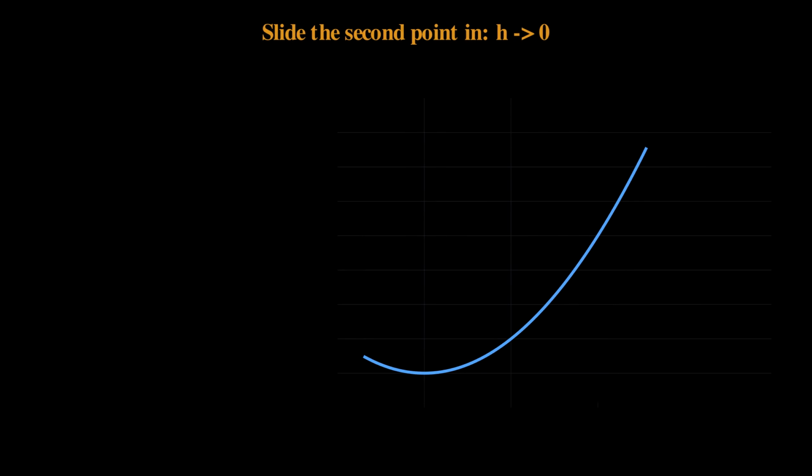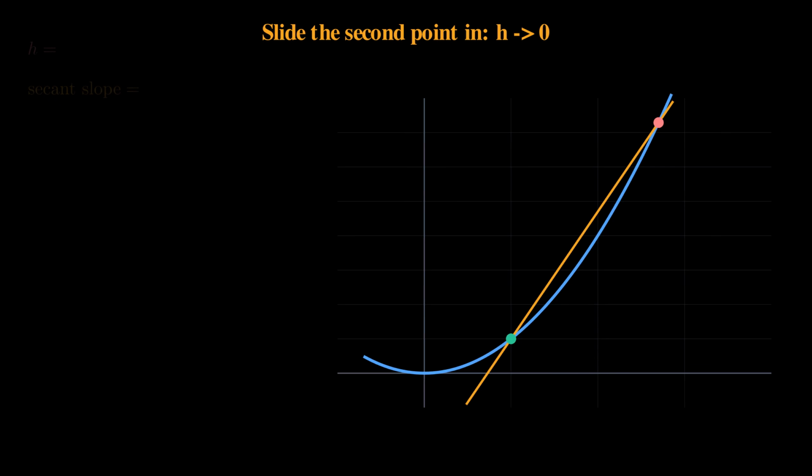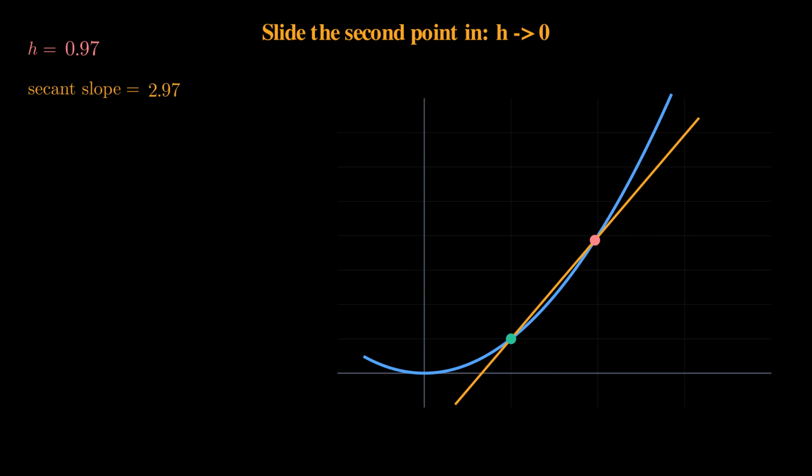Slide that second point inward, closer and closer to the first. The gap between them, call it h, shrinks towards 0. Keep your eye on the secant and on its slope on the left. As h closes to 0, the secant pivots and settles onto one single line, a line that grazes the curve at just this point. That limiting line is the tangent, and its slope, 2, is the exact steepness we were after. A secant pushed to its limit becomes a tangent.